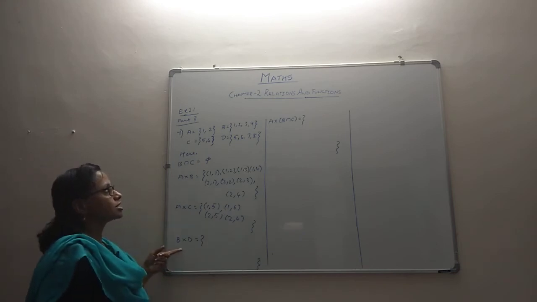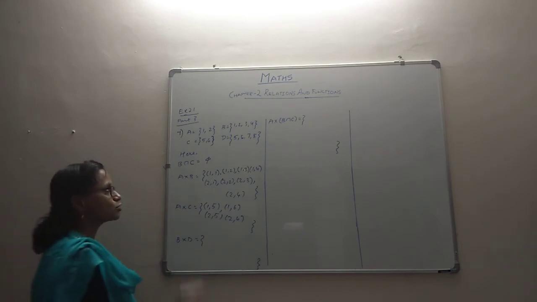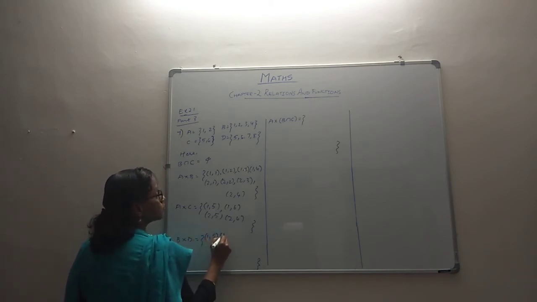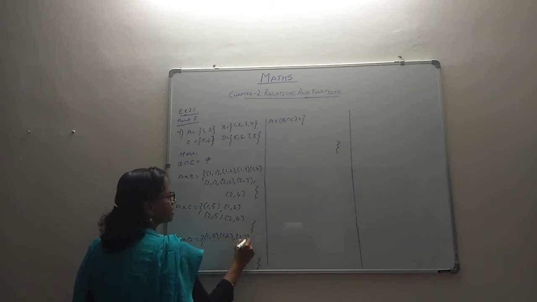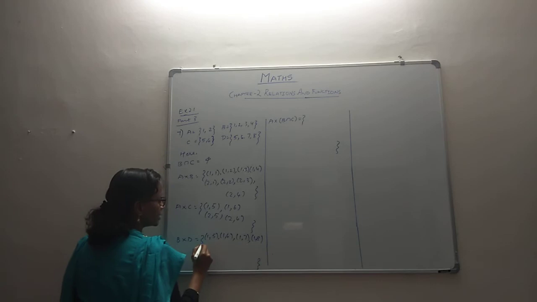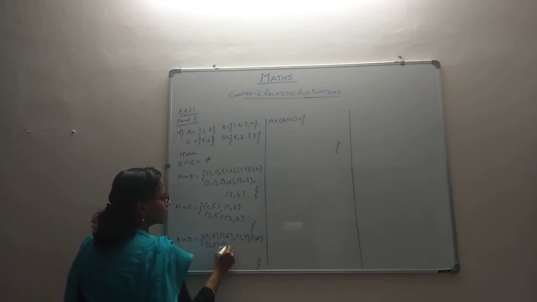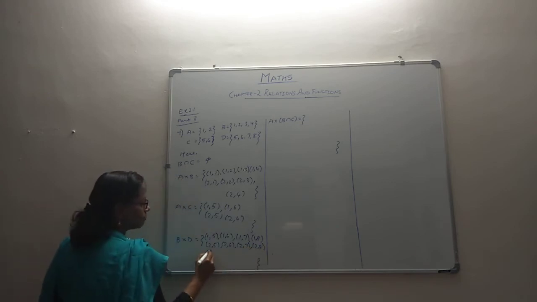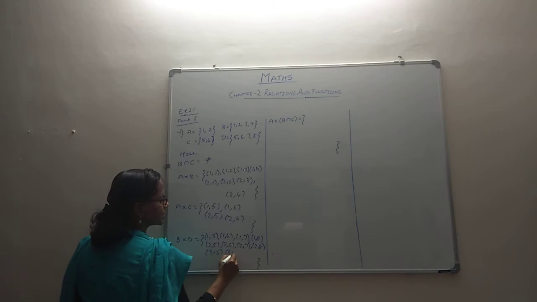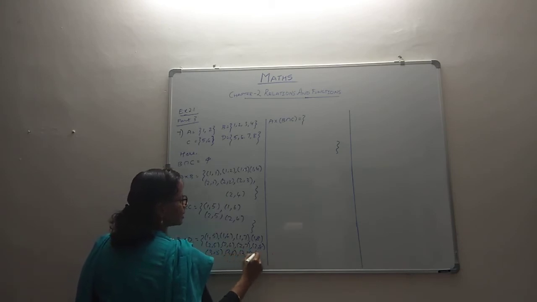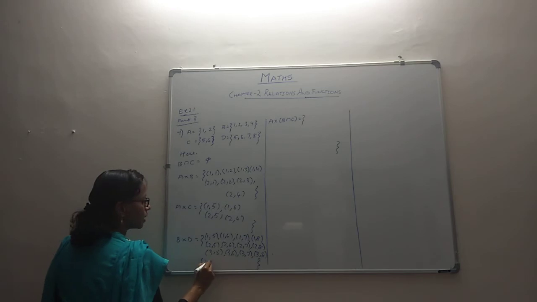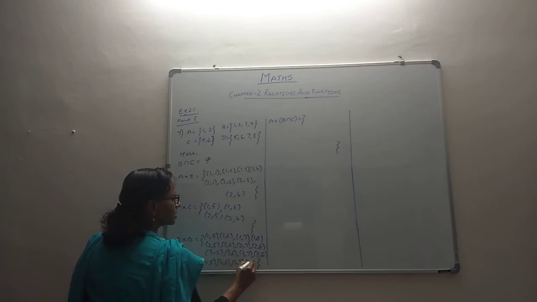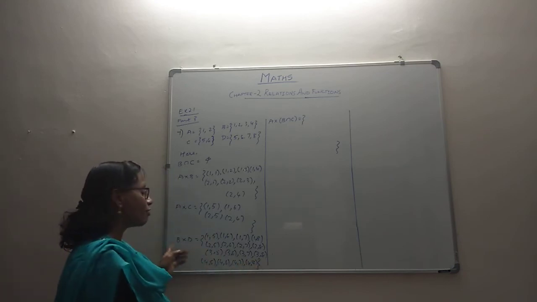Now we come to B cross D. There will be lots of elements because there are 4 elements in each set. Let's start with 1: (1,5), (1,6), (1,7), (1,8), then (2,5), (2,6), (2,7), (2,8), then (3,5), (3,6), (3,7), (3,8). Similarly, (4,5), (4,6), (4,7), (4,8). So many elements are there in the Cartesian product B cross D.